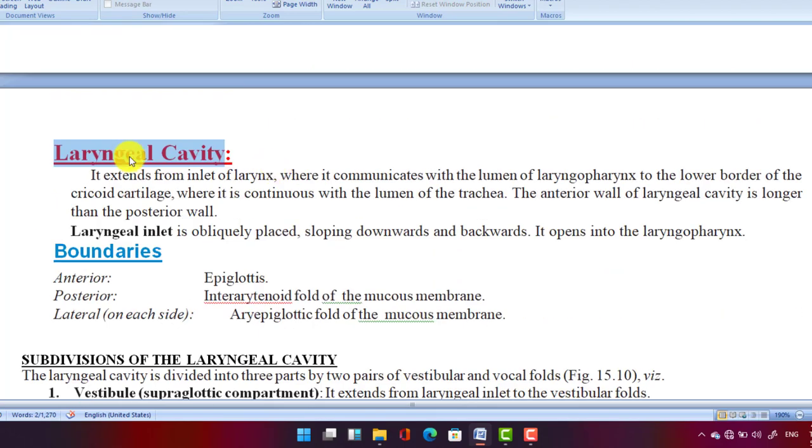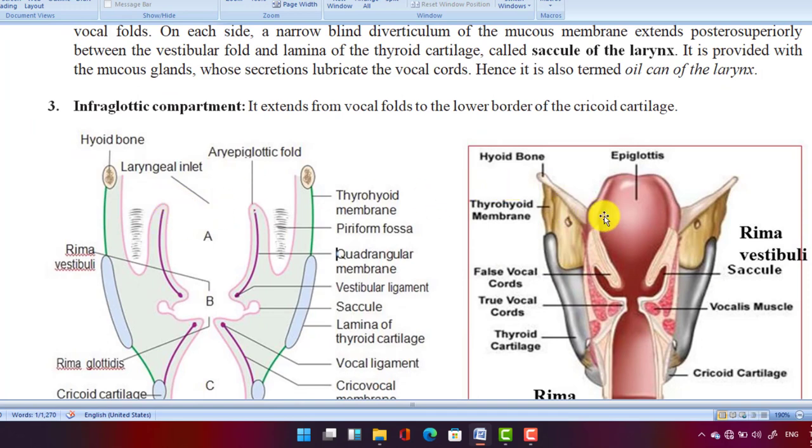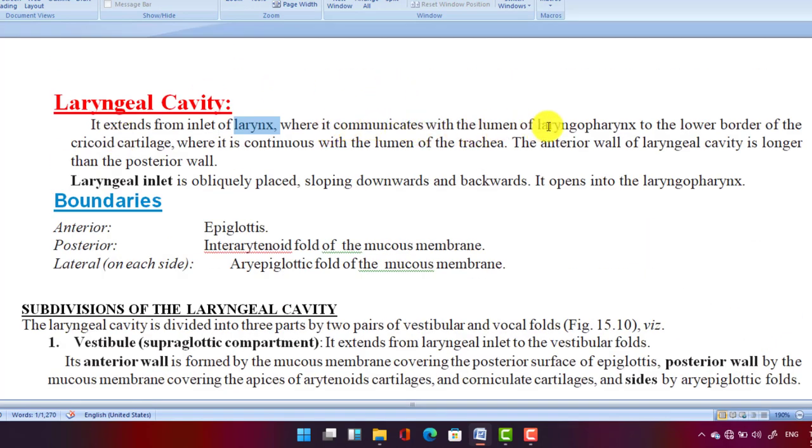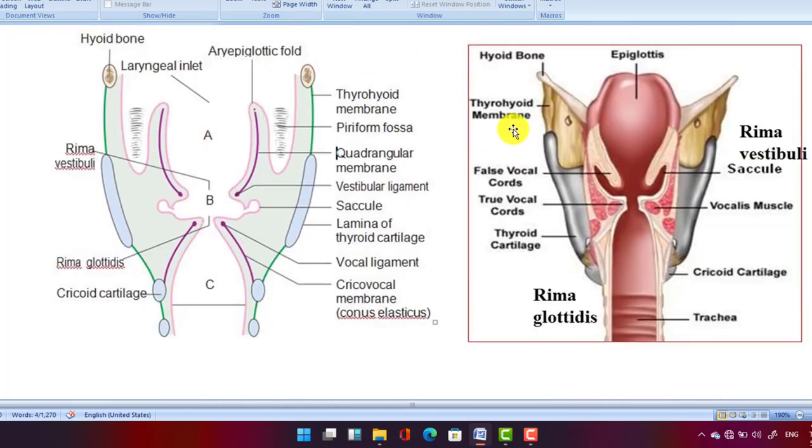Now look carefully. It extends from the inlet of the larynx. The inlet of the larynx means this part, where it communicates with the lumen of the laryngopharynx, to the lower border of the cricoid cartilage, where it continues with the lumen of the trachea. So the laryngeal cavity extends from the laryngeal inlet up to the continuation of the lumen of the trachea. Here begins your trachea. From here down it is trachea.